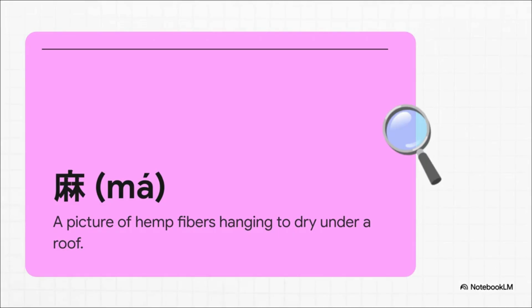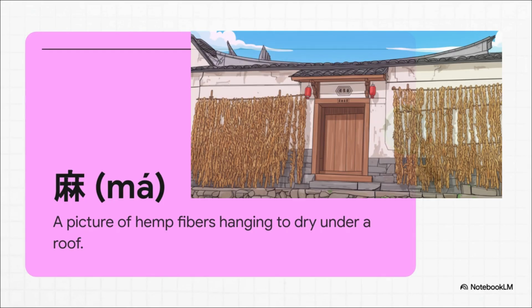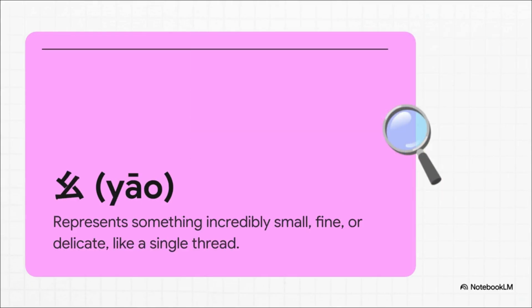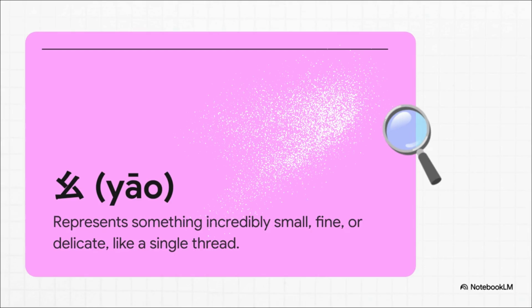Let's look at that top part first, ma. I want you to really picture this. It's literally a drawing of hemp fibers hanging up to dry inside some kind of shelter or roof. Just lock that image in your head, drying hemp. And then we have the bottom piece, yao. This one's easy. It just represents something super, super small, fine and delicate, like a single little thread. So, okay, our two clues are hemp plant and tiny thread.